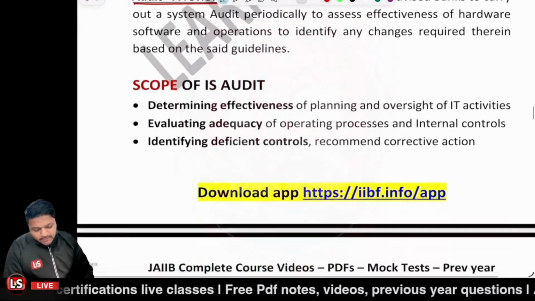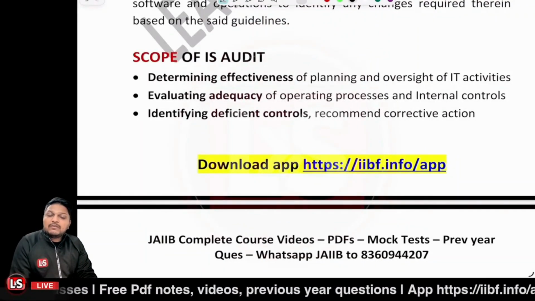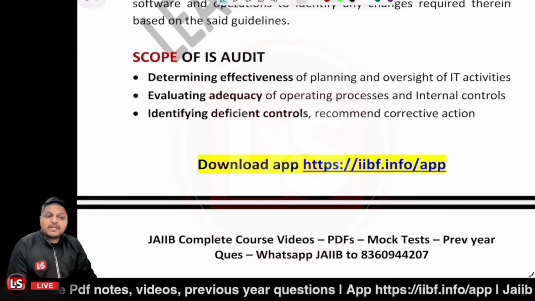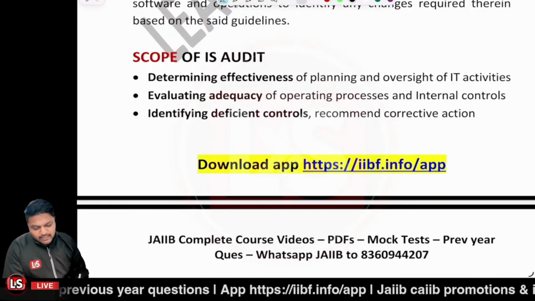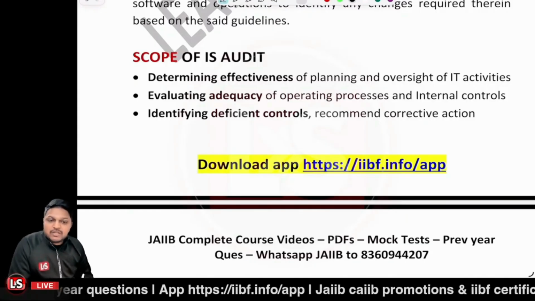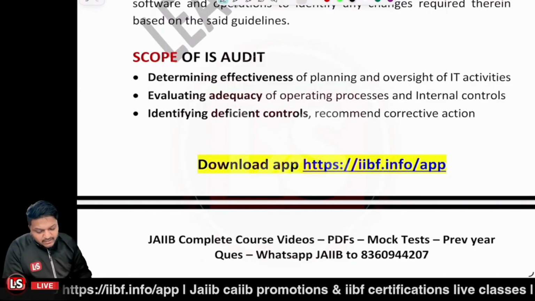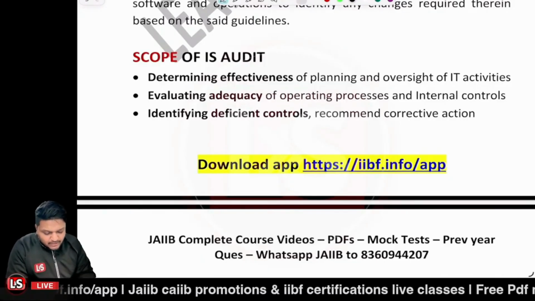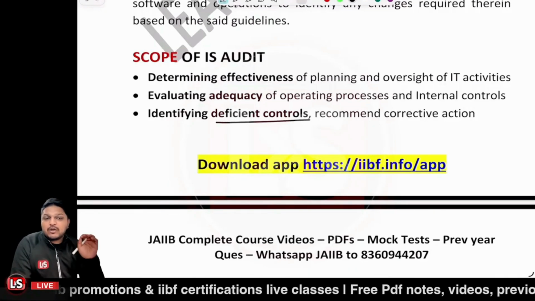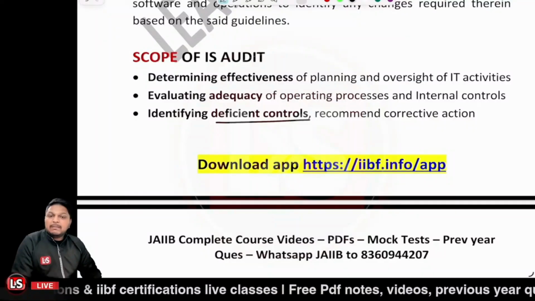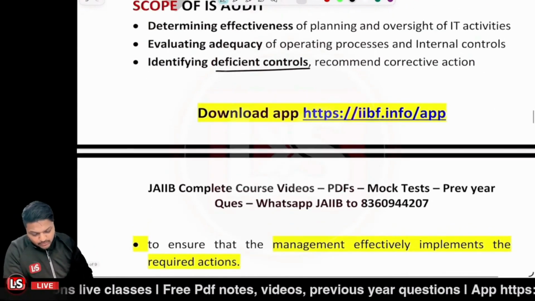So what is the scope of internal audit, information system audit? We are to check the effectiveness of the IT activities. First, we are to evaluate the adequacy of the operational processes and internal controls. We are to identify the deficient controls, right? And also we have to ensure that management is effectively implementing the required actions or not. So these are the four things which are to be looked into.